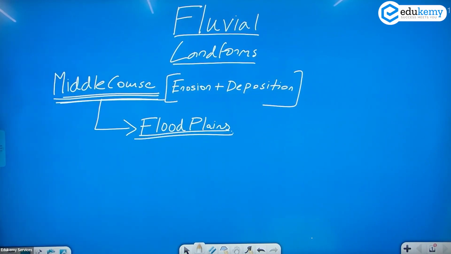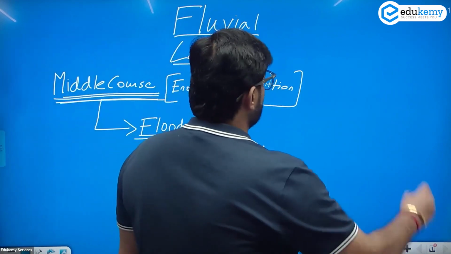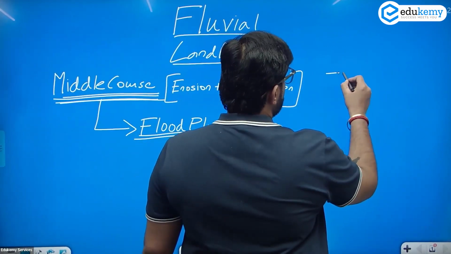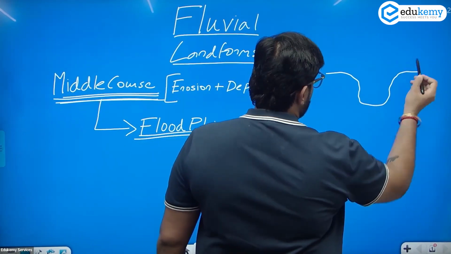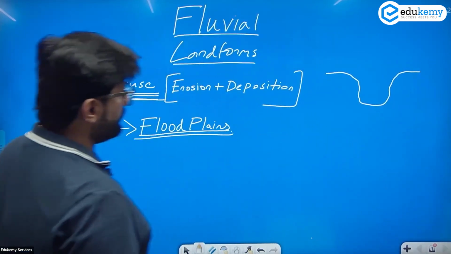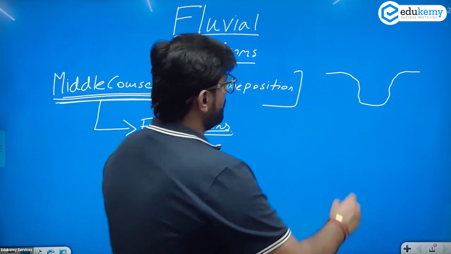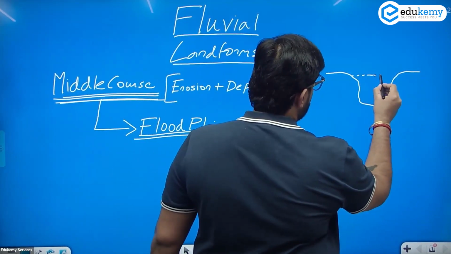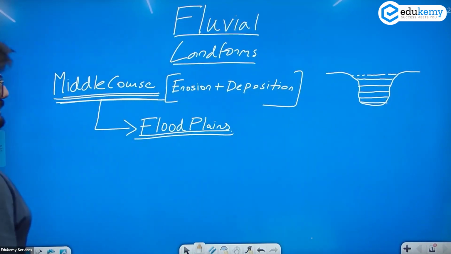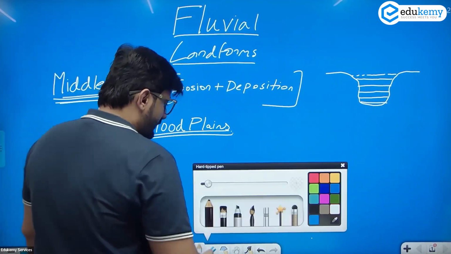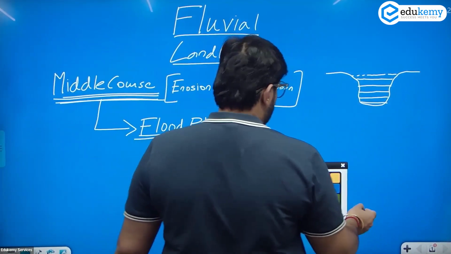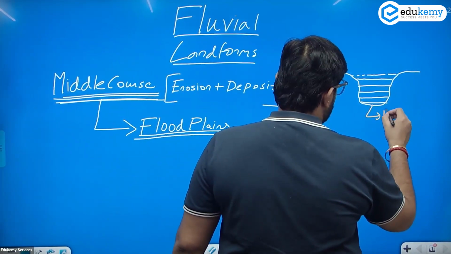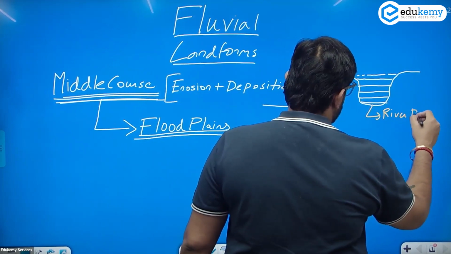floodplains. Now, when we talk about floodplains, guys, what actually happens in floodplains? Consider this is the river valley. This is the U-shaped valley. Now, guys, this is the river that is flowing. Now, guys, the base of the river valley, as you would be knowing, is known as the river bed.